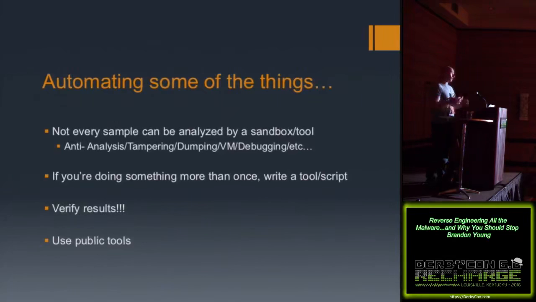Yeah. So if you're going to repeatedly do something, you should try to write a script for it. If you have a piece of malware that you've looked at numerous times and you want to take notes on it, it's always good to make sure that you know certain things are going to happen with a certain malware family. But whenever you automate something, make sure that you verify the results.